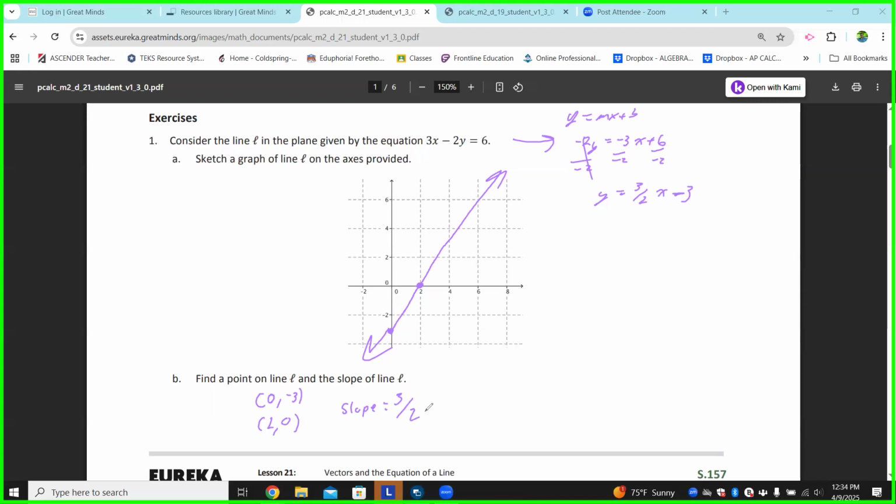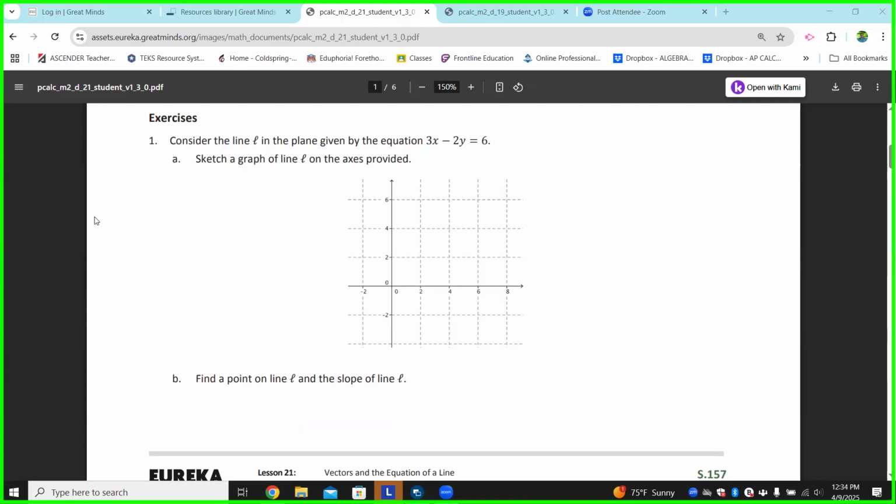Perfect. 3 over 2. Now, any questions so far? All right, this is where it gets interesting. So look at part C.